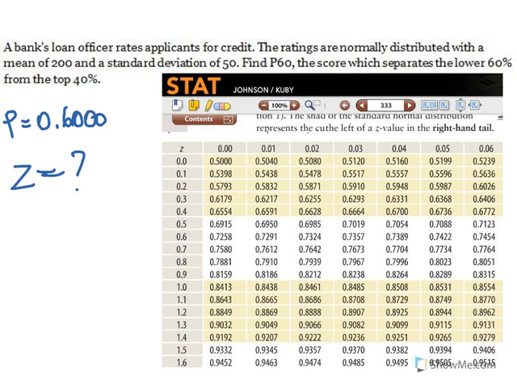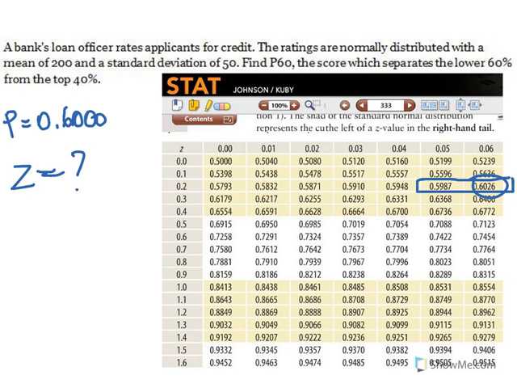So let's find here, where is 0.6000? Well, we can't really find that because there is no exact 0.6000 area. But we find that there are two values that bound this percentile, this 60th percentile. So we have now 0.5987 and 0.6026.